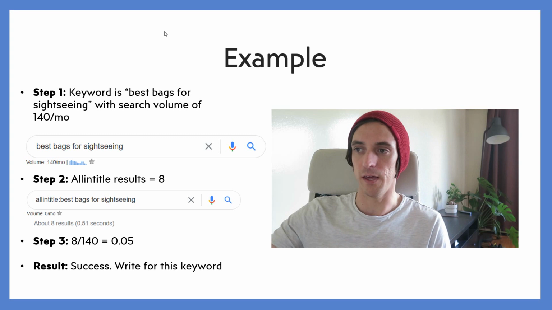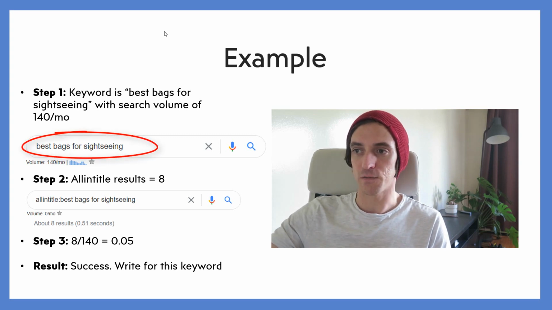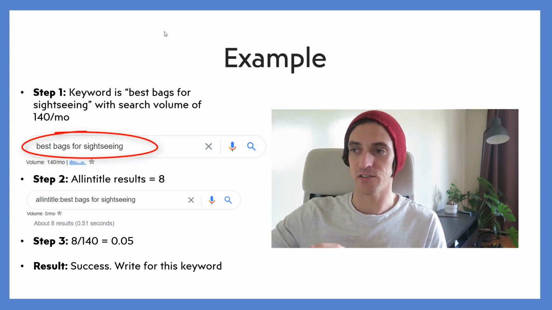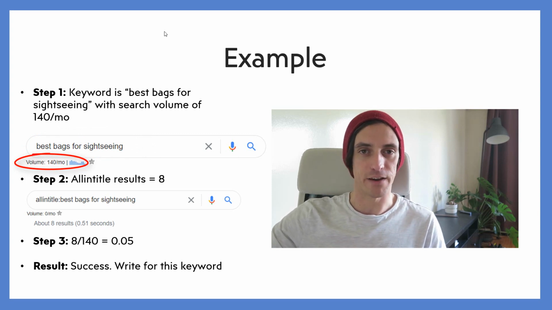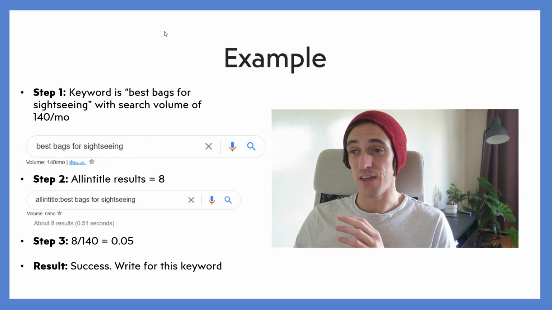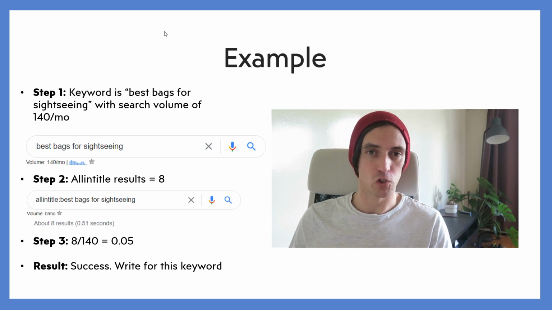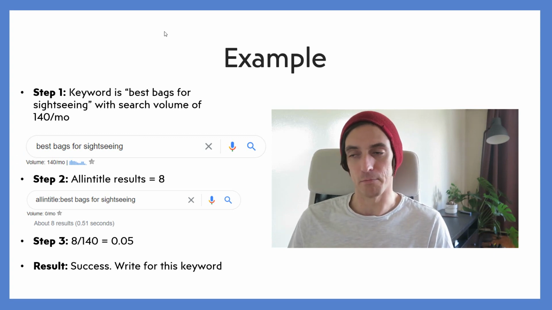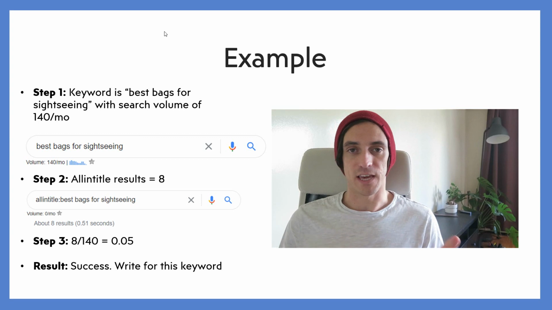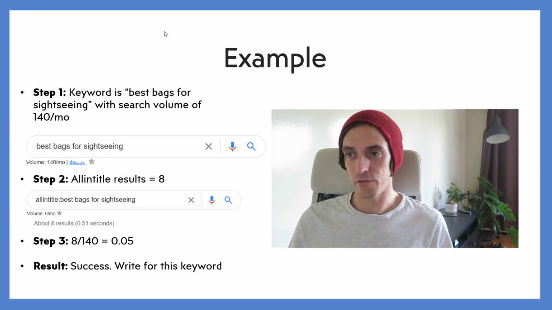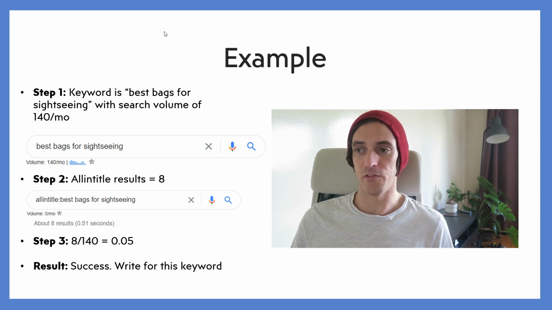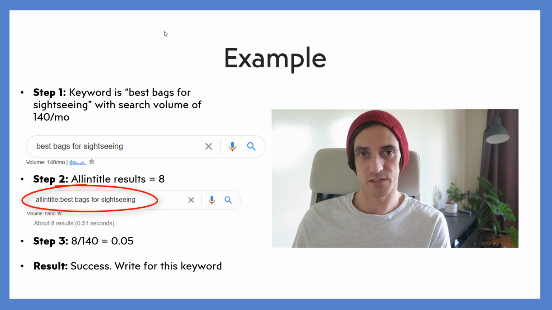So we're looking at the keyword here, best bags for sightseeing. This keyword has search volume of 140 per month, according to Keywords Everywhere, which is the keyword search tool that Doug has recommended to people as well. And it's the keyword tool that I use. And then the step 2 in this process, after you've found out it's got 140 searches per month, is do an all-in-title search, and you can see how it's done there.